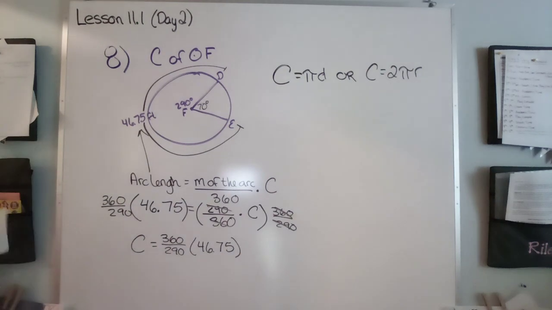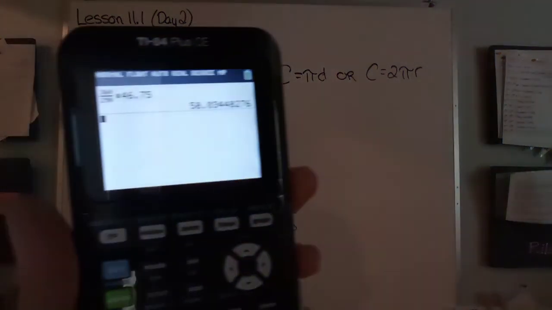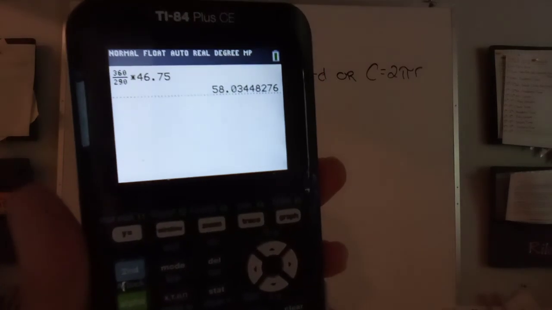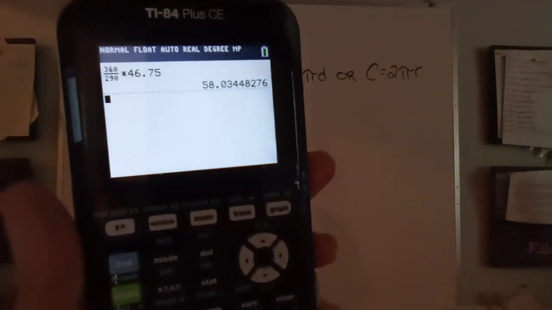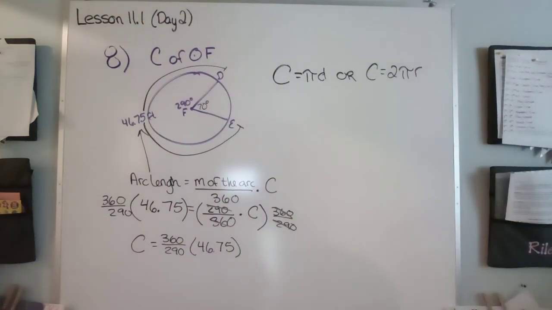All right, so I'm going to pick up my calculator. I'll plug that in. Okay. So I have, I'll put it in and I'll show you guys. 360 over 290 and then times 46.75. Okay, and you get this fraction of 58.03448276.